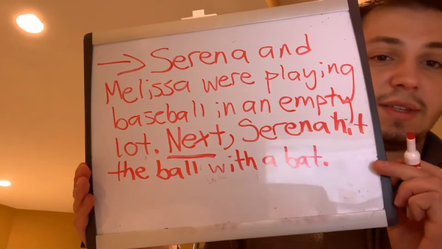So let's see what else we can write. Next, Serena hit the ball really hard. Next, Serena hit the ball very. Or we can just write next, Serena hit the ball. Period. We can include that she hit it with the bat. We'll add a little bit more detail. So next, comma, Serena hit the ball with a bat. So there's our next sentence.